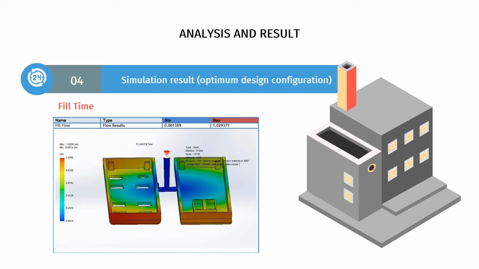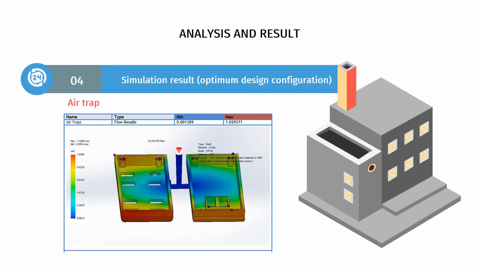First I will explain about the fill time. For the fill time, the flow result, the minimum time is 0.001389 second and the maximum time is 1.029371 second. The time shows how long it takes for the molten plastic to fill fully in the mold cavity.